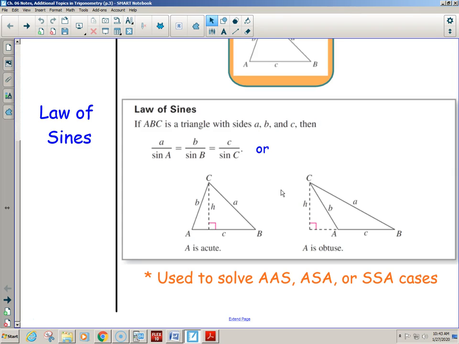6.1 and 6.2 are building a foundational mastery in these formulas. Law of sines, law of cosines, and two area of triangle variations. Each section has a law. Each section has an area formula. So law of sines and an area formula, law of cosines and an area formula.